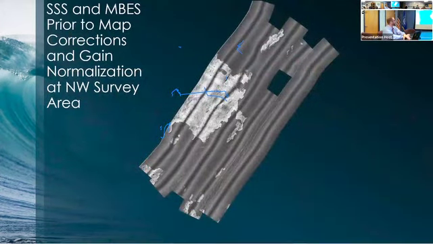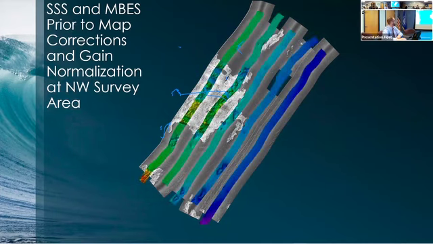So what we have here is the Sidescan mosaic prior to any map corrections or gain normalization, and in line with the bathymetry. And we can see several areas now where we can tell that they don't quite match up.